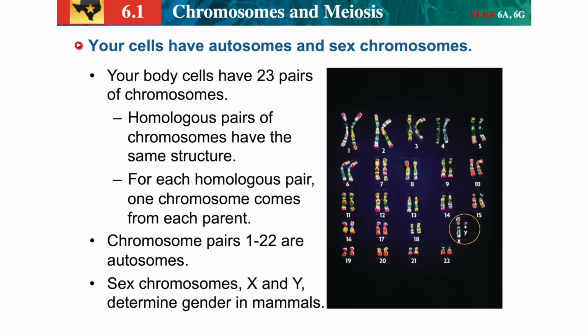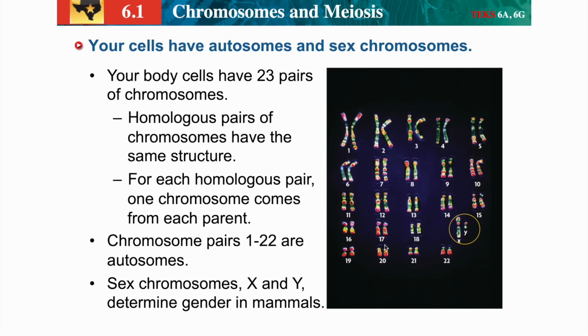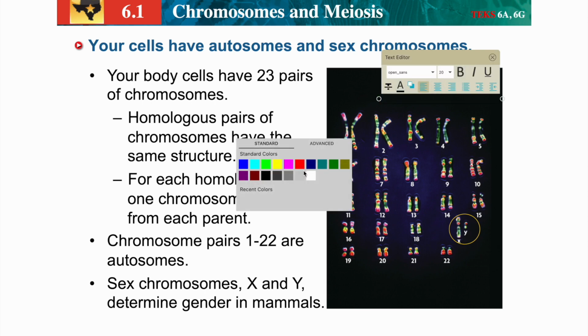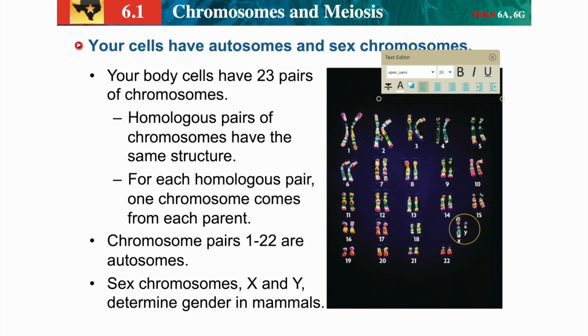All right, your body cells have 23 pairs of chromosomes. What you see over here is what we call a karyotype. You might see that word somewhere. I'm sure you saw it on your practice STAR that you just did. I'll type it out. This is a karyotype. A karyotype is going to show all of an individual's chromosomes. It's basically just a map of chromosomes.